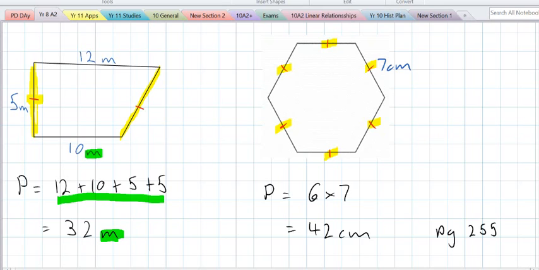Now, if you look at page 255 in a minute when you start doing the questions, there are a whole series of little formulas to help you calculate the perimeters of regular shapes easily. But essentially, both ways work. You can either add all the sides together, like we did here, or you can take a shortcut using multiplies. I'd really like you to become comfortable with both methods. Okay? And once again, remember the units.